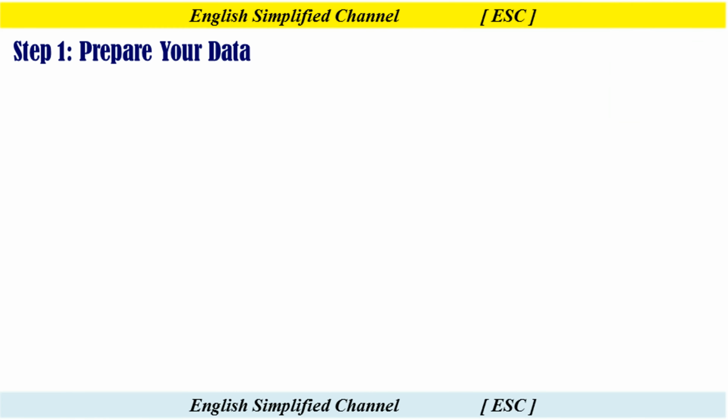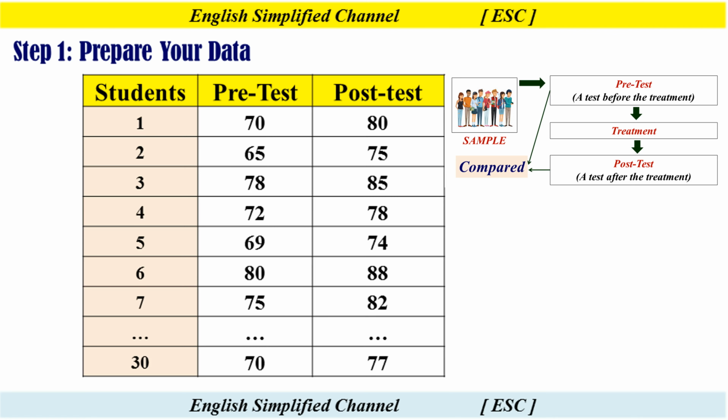Step 1. Prepare your data. To analyze data using ChatGPT, you first need to have your data ready. Your data should be organized into two sets of paired values. First, you need to provide ChatGPT with your data. Describe the nature of your data, including how many pairs you have and what each pair represents.